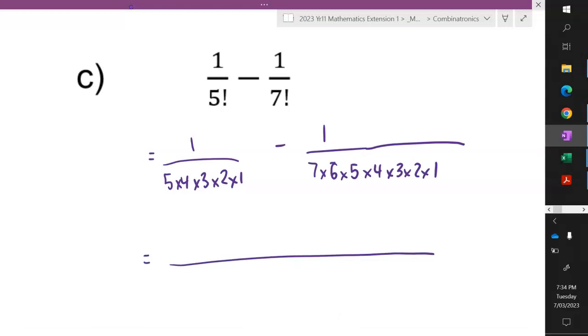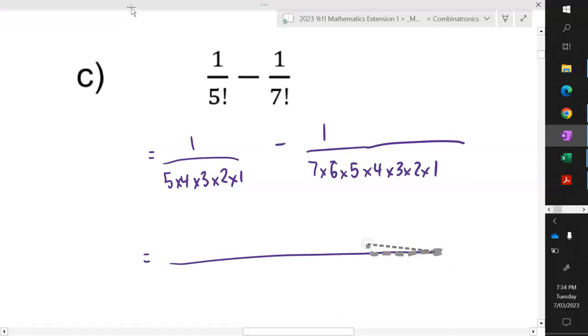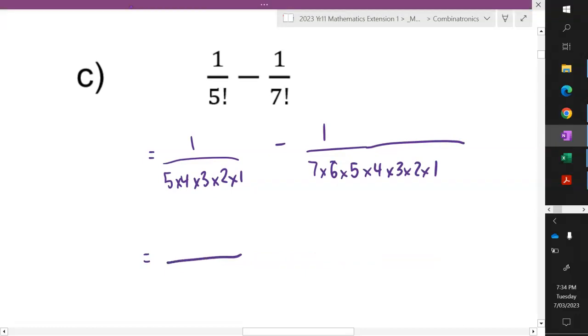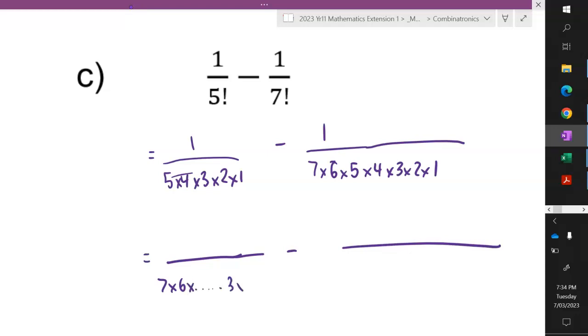So we want to get this over a common denominator so that they're both over the same denominator. So we want to find the biggest number that both of these denominators go into, and it's going to be this one over here. So they're both going to go into 7 factorial. So 7 times 6, I'm just going to shorthand that one. So we want to put everything over the 7 factorial.